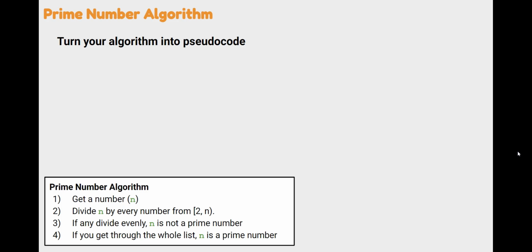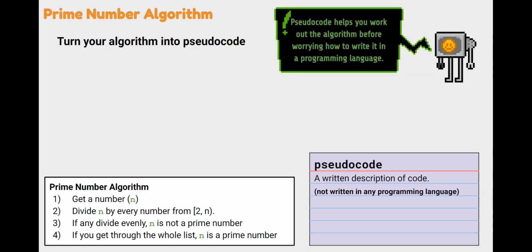Now that we have that algorithm, what we want to do is we want to turn that into pseudocode. Pseudocode is just a written description of code. It's not necessarily written in any programming language. It's just a way for you to structure what your lines of code would be without having to worry about the syntax and having all of your parentheses and curlies and semicolons. It helps you work out the algorithm before worrying about how to write it in a programming language. You still break it down by which line of code will do what, but you just don't have to be so hung up about the structure.